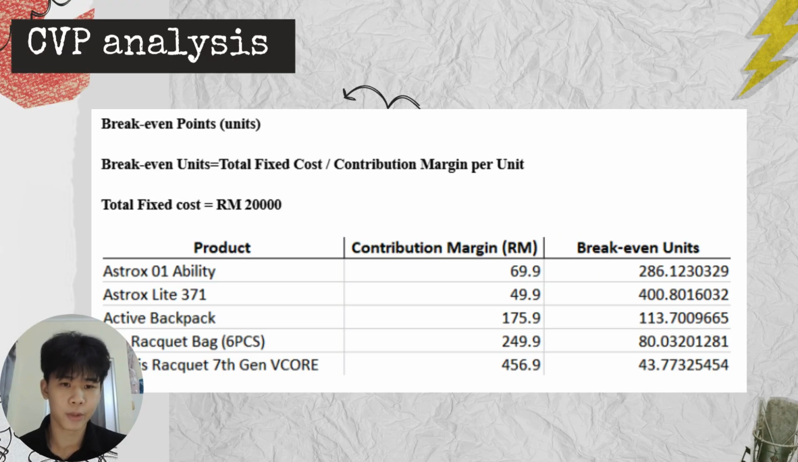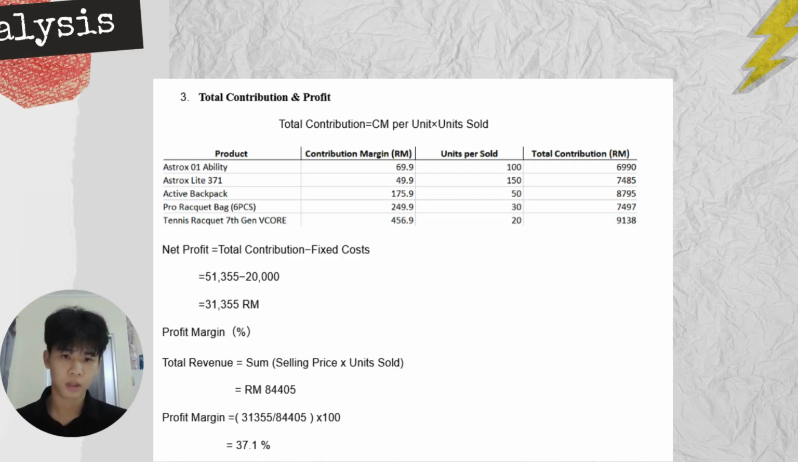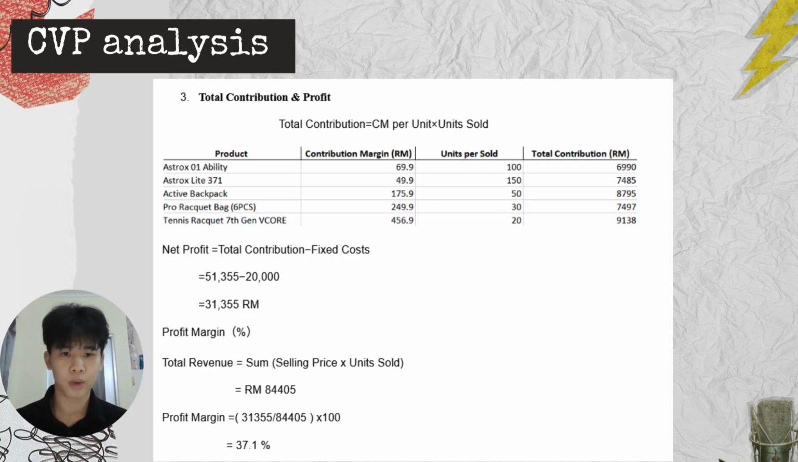So for the break-even point unit, the formula is break-even point equals total fixed cost divided by the contribution margin per unit. So the total fixed cost is 20,000. In the table below, we already show the calculation. For the last one, we need to calculate the total contribution and the profit.